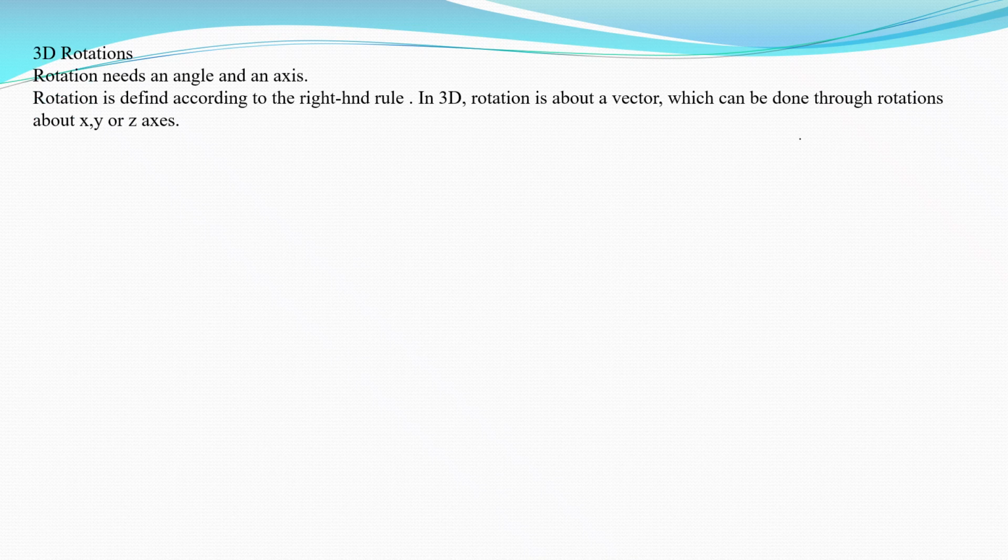Okay, now 3D rotation. In 2D, we perform a rotation clockwise or anti-clockwise about the x-axis or y-axis. Here, we take the help of another coordinate, or you can say vector, that is z. The rotation needs an angle and an axis. So rotation is defined according to the right hand rule. In 3D, the right hand rule means rotation is about a vector, which can be done through rotation about the x axis, y axis or z axis.